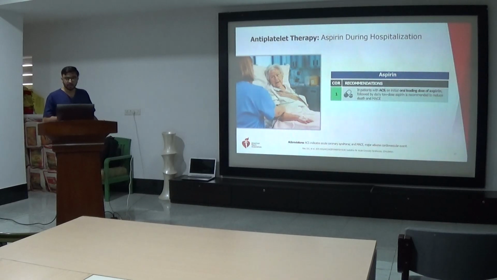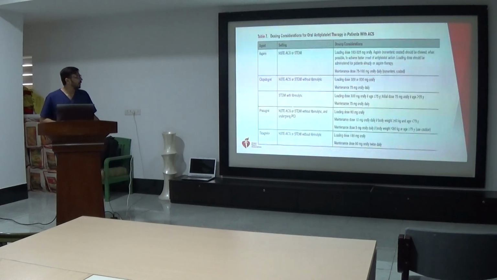So the first step of treatment is the antiplatelet step during the hospitalization. Class of recommendation is 1: in patients with ACS, a loading dose of aspirin is mandatory to reduce major adverse cardiovascular events. These are the doses, for ST elevation or non-ST elevation: the loading dose is 162 to 325 milligram orally, non-enteric-coated, followed by a maintenance dose of 75 mg.